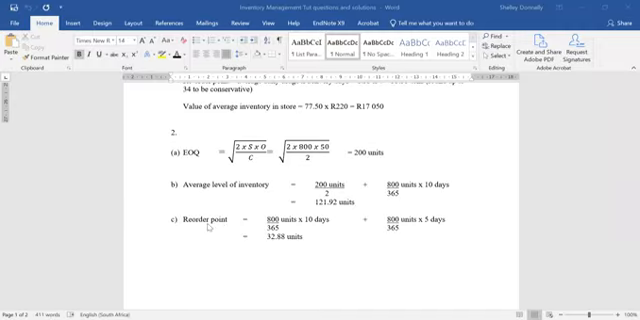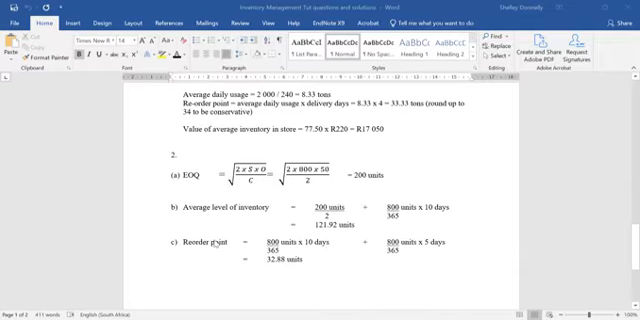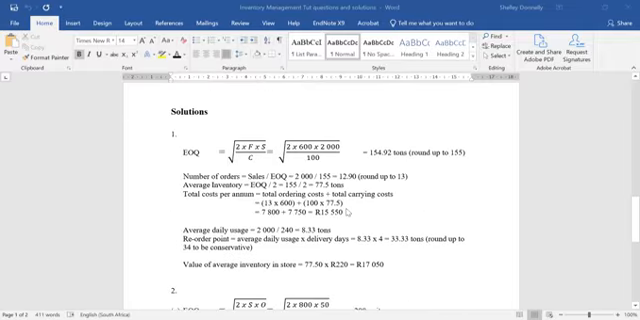And then what is the reorder point? So at what point should they pick up the phone and order? Now, remember, they're going to pick up the phone and order 200 units because we worked out the EOQ.